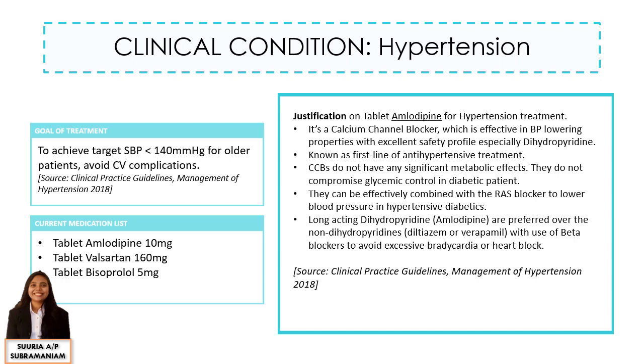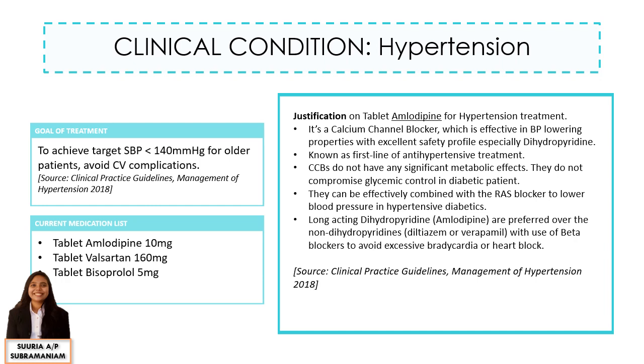As for the justification part, amlodipine is to be given for this patient, as it's a calcium channel blocker which is effectively known for its BP lowering effects and also excellent safety profile, especially dihydropyridine. It's known as a first-line antihypertensive treatment. CCB does not have any significant metabolic effect. They do not compromise any glycemic control in diabetic patient.